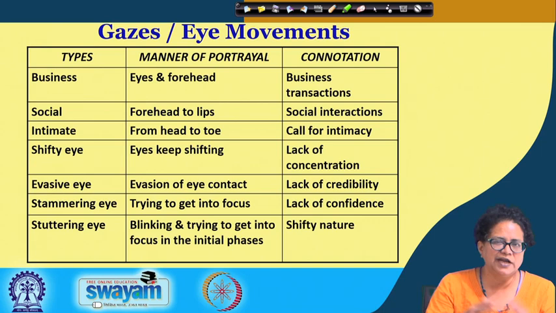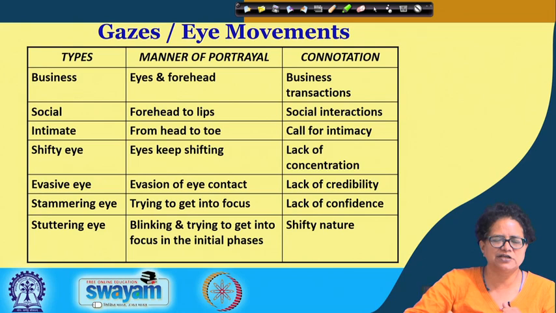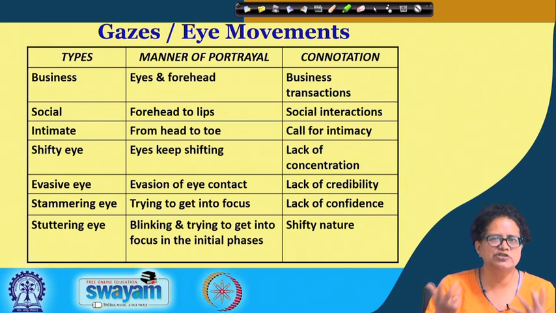Intimacy between two people can be seen by the fact that they gaze at each other from head to toe, and it signifies that they are in a situation of intimacy. Then you have the shifty eye. The shifty eye, that is the eyes keep shifting, shows lack of concentration.